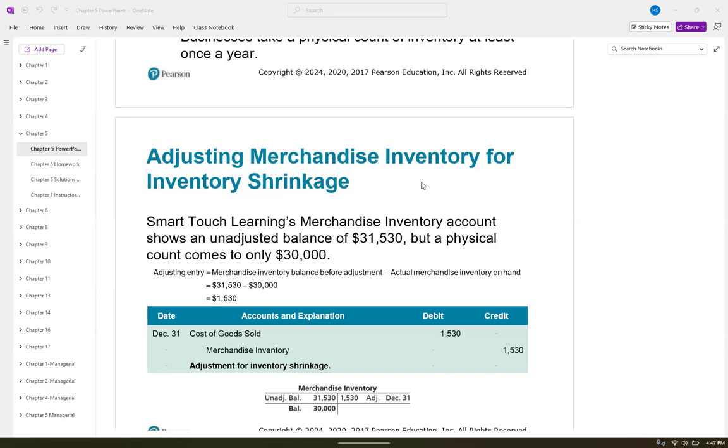We don't know for sure. We don't have a separate count when we're using periodic inventory. That's why perpetual is better. So this is just an adjusting journal entry to get the inventory down to the amount that it's supposed to be, the 30,000.